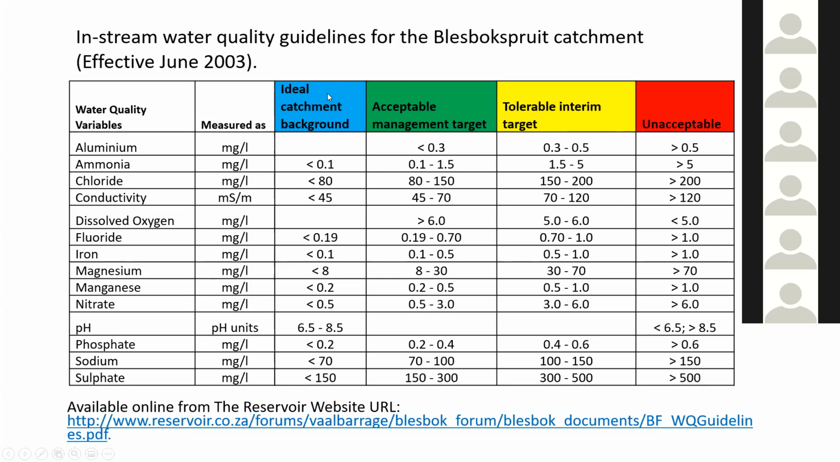So if you see blue, it means it's doing well, it's ideal, it's what we want for those specific water quality variables in the Blesbokspruit catchment. Acceptable would be green, tolerable will be yellow, and unacceptable is not what is accepted for the Blesbokspruit catchment. Now, for this study, we only looked at the water quality variables which are shown here. There's 14 of them, and I will highlight the main ones that we're going to focus on with regards to the overall findings of the study.